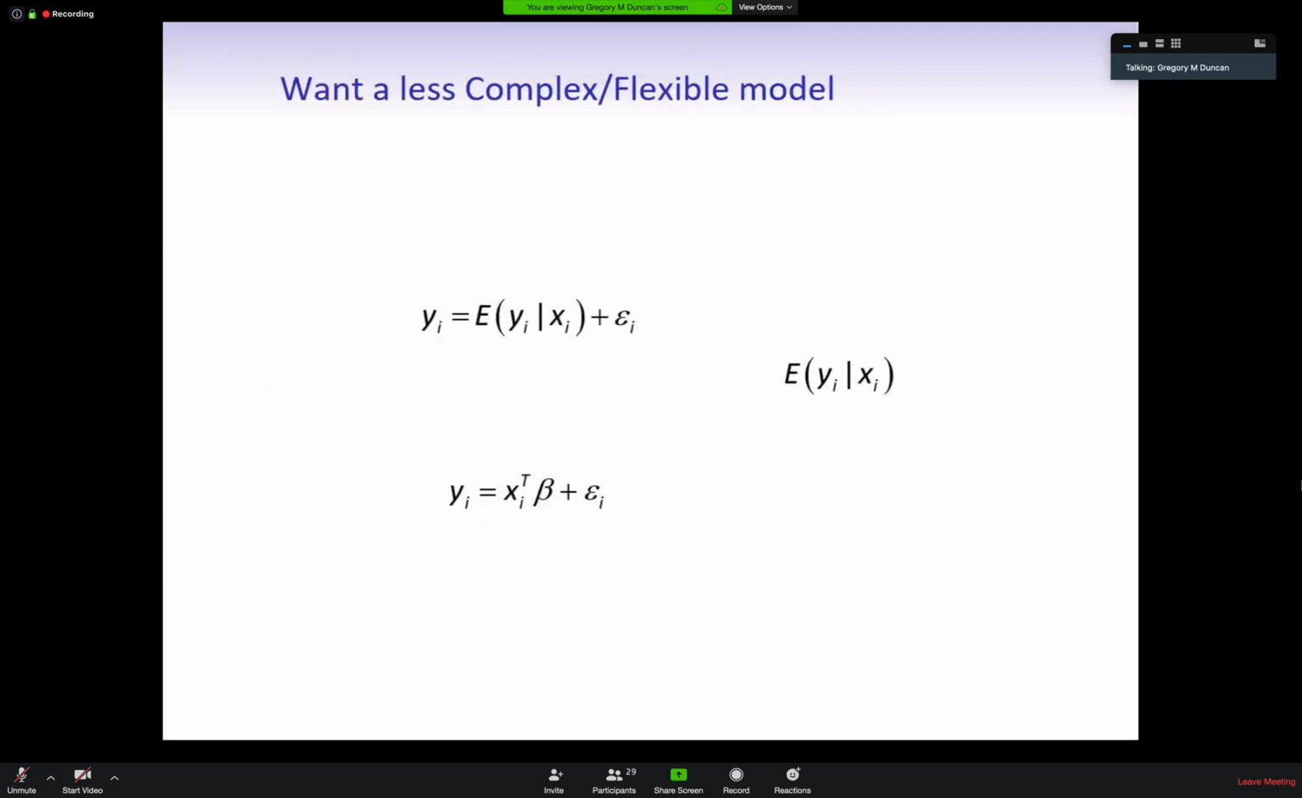What we want is a less complex model. Let's assume now we have the features for each observation, and we recall that yi can always be written as the expected value of yi given x plus an error.